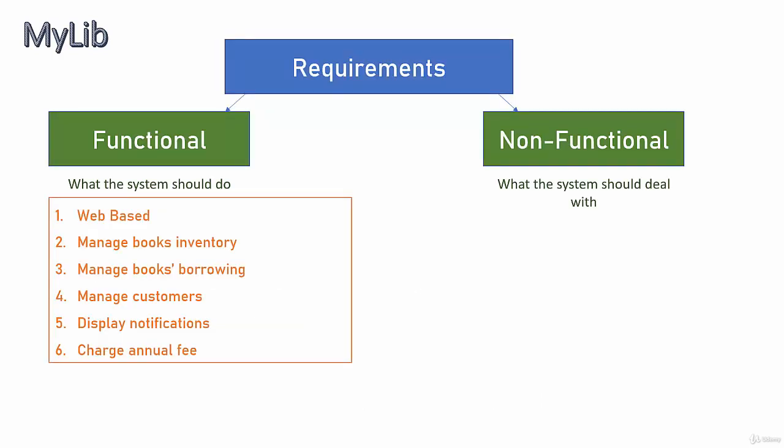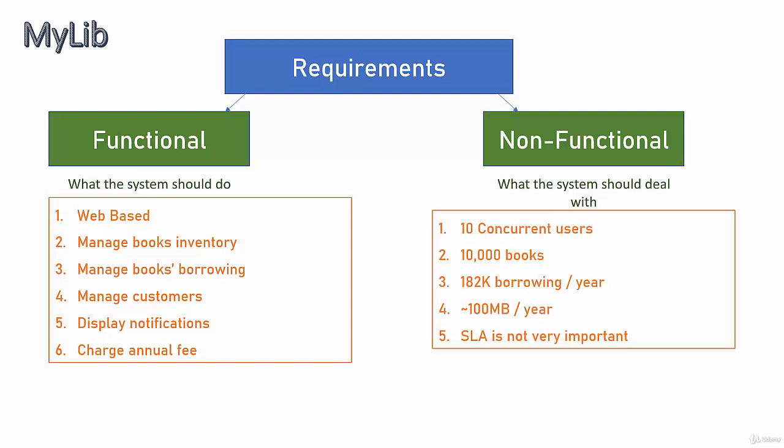So let's summarize what we have. These are the functional requirements we already discussed. And these are the non-functional requirements we need to consider. So we have 10 concurrent users, 10,000 books, 182,000 borrowings a year. All this translates to 100 megabytes a year, and the SLA is not very important. We need the system operational 9 hours a day, 5 days a week. All in all, quite a relaxed system without any challenges in the non-functional requirements front. So after setting that, let's map these services in the system.